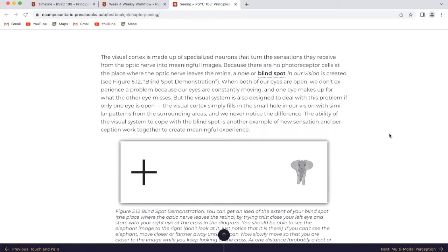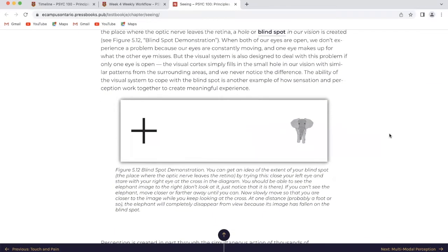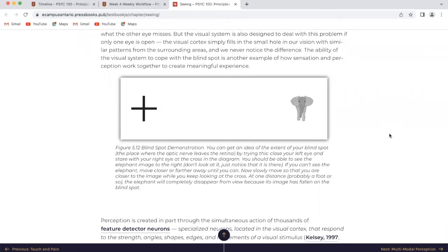When both of our eyes are open, we don't experience a problem because our eyes are constantly moving and one eye makes up for what the other eye misses. But the visual system is also designed to deal with this problem. If only one eye is open, the visual cortex simply fills in the small hole in our vision with similar patterns from the surrounding area, and we never notice the difference. The ability of the visual system to cope with the blind spot is another example of how sensation and perception work together to create meaningful experiences.